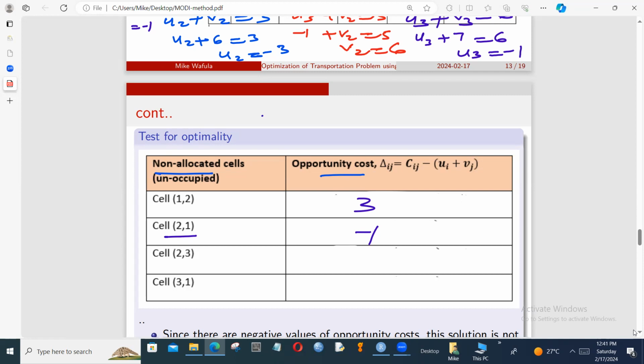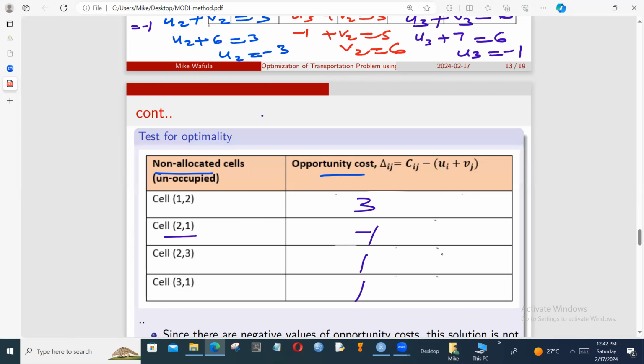Are we done? So what are we getting for cell 2-3? What's the opportunity cost? Hello? One. You're getting 1-1 for the 2. Yes, thank you. It's 1-1. That's correct.